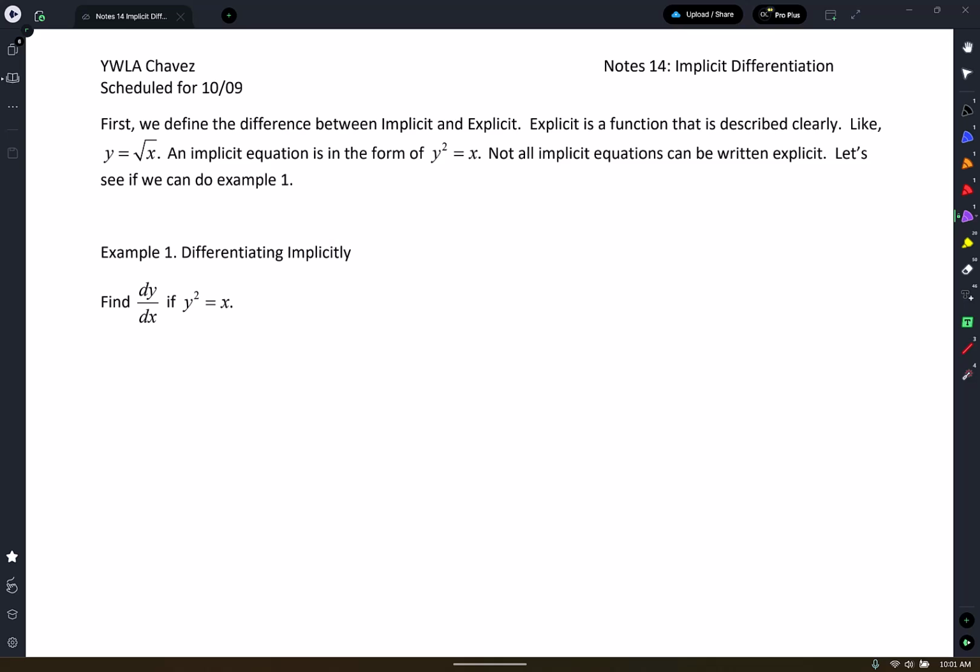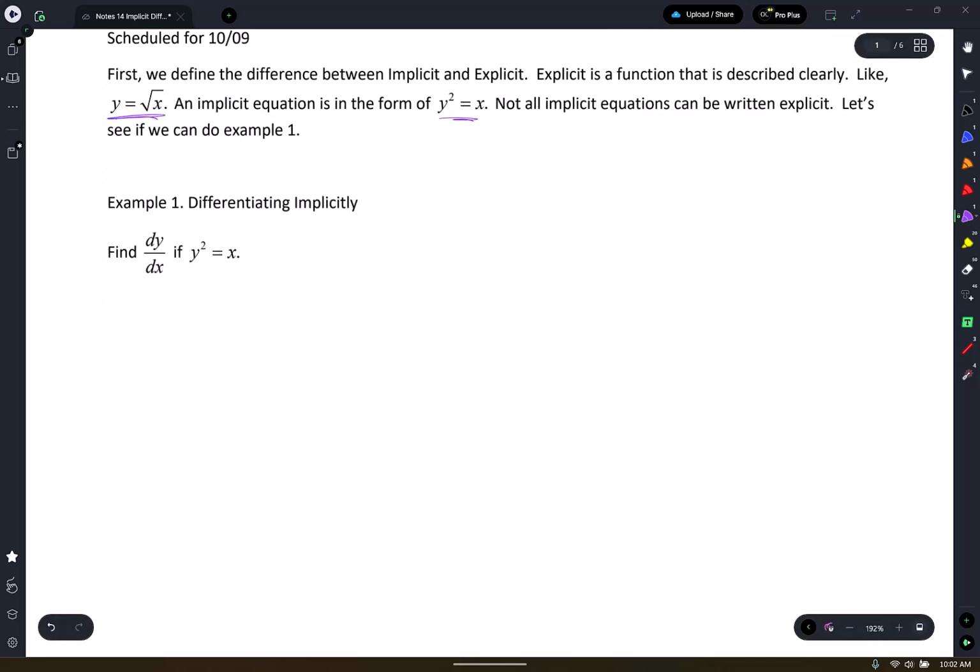Does that make sense? Like y equals square root of x, an implicit equation in the form of y squared equals x. This and this are actually the same. This is explicit, where we just took the square root, just like you said, Houston. Not all implicit equations can be written explicitly. Let's see if we can do example 1.